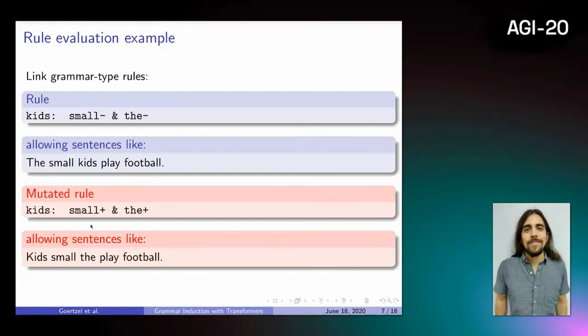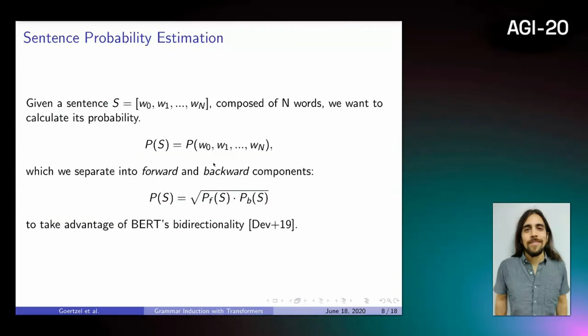So now a crucial question is, how is the transformer going to score these two sentences to be able to compare them? For that, we propose the sentence probability estimation, which is basically the probability of a sentence, by taking the joint probability of all the words that belong to that sentence in that specific order. We separate this probability into two components, a forward component and a backwards component. That's because in this particular implementation we're using BERT, and BERT has bidirectionality, so we want to take advantage of both. So we just do a geometric average of both the forward and backwards.